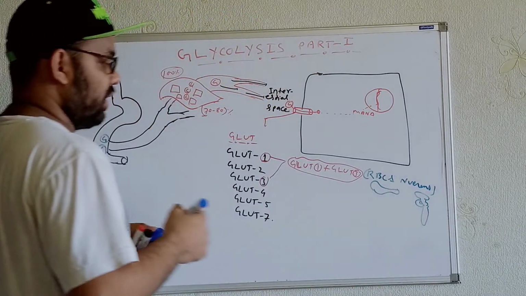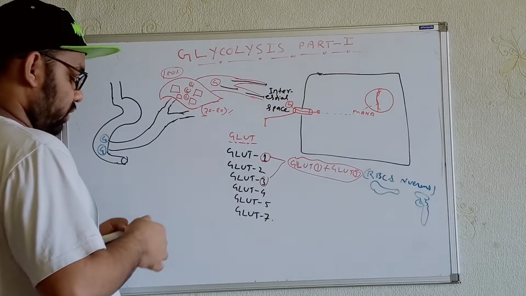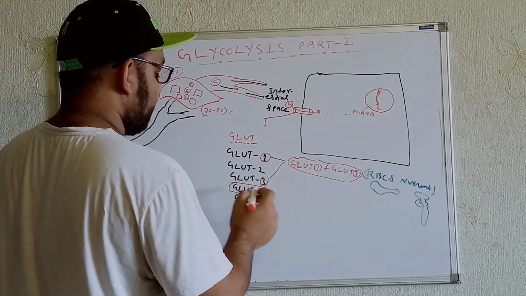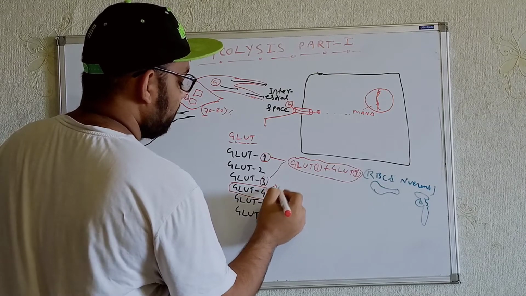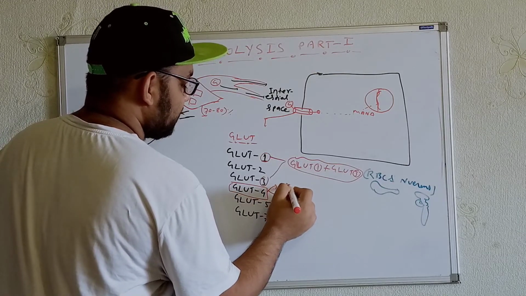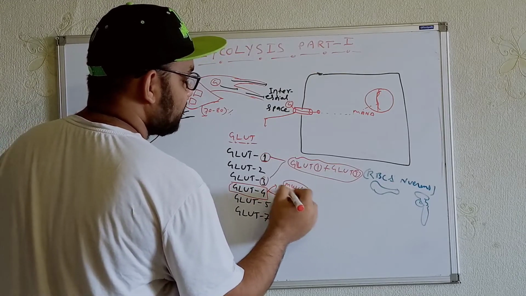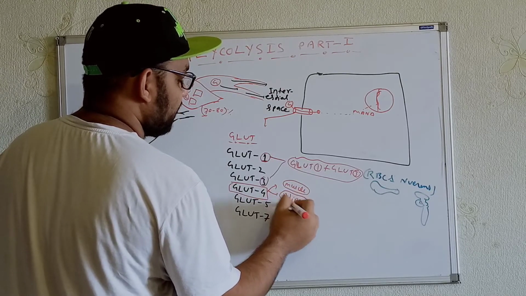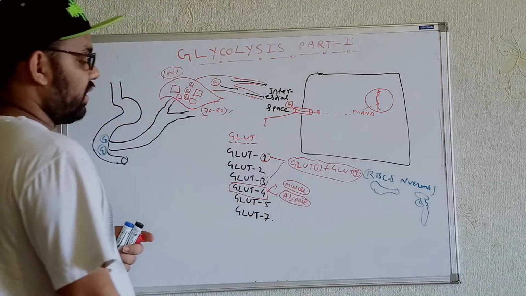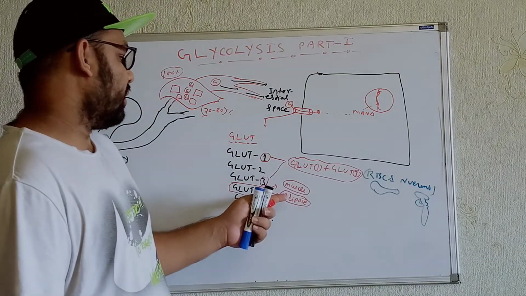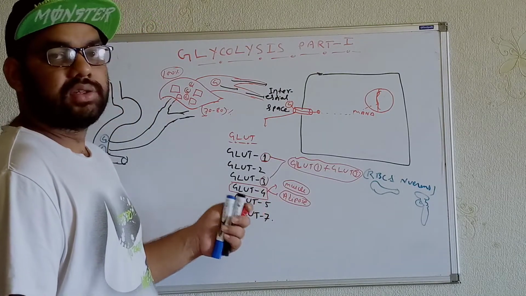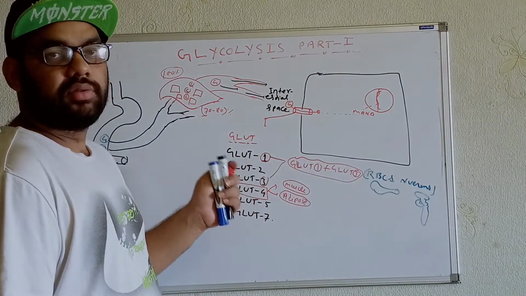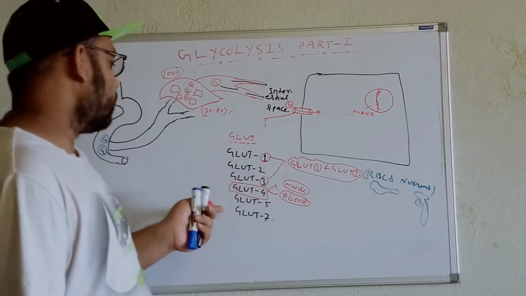Okay, that's like this. Now what about GLUT 4? This GLUT 4 we will see within the muscles, for example the skeletal muscles, and within the adipose tissue. That is the important thing you need to know about GLUT4. Whenever there is storage of glucose within the adipose tissue or the muscles, this GLUT4 acts under the influence of the insulin hormone. How? Let me show it over here.